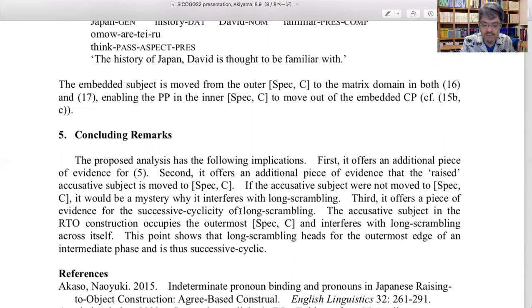The accusative subject in the RTO construction occupies the outermost spec C and it interferes with long scrambling across itself. This point shows that long scrambling heads for the outermost edge of an intermediate phase and can thus be said to be successive cyclic.